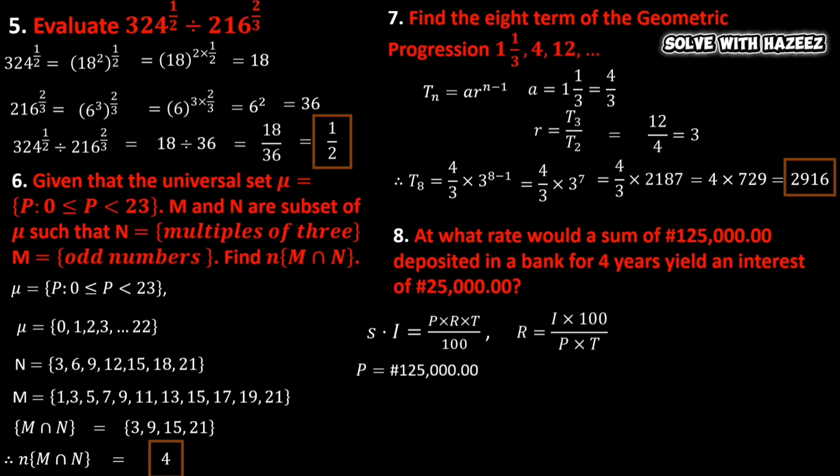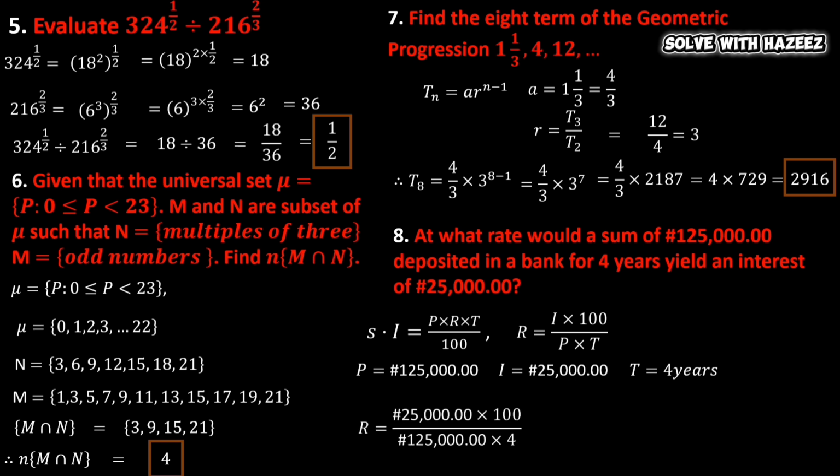Now from the given question, the principal is equal to 125,000, that is the money deposited in the bank. Then we have the interest, which is 25,000. Then we also have the time, which is 4 years. So now substituting all these parameters into the formula, we are going to have R to be equal to 25,000 times 100 all over 125,000 times 4. So resolving this, we are going to have 5%. So therefore, the rate is equal to 5%, and that is the final answer.